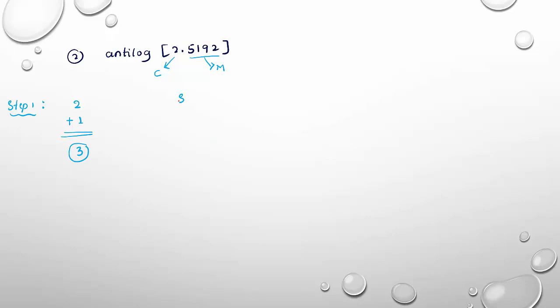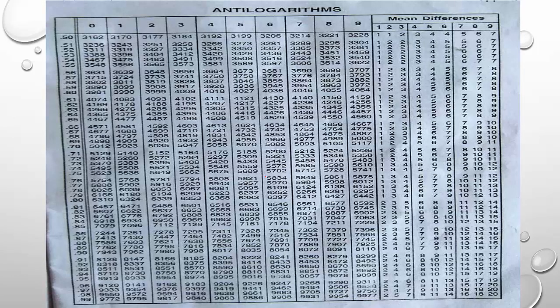Then come to step 2. Step 2 means we write the mantissa, that is 0.5192. Now this number we can observe in the log table. 0.51 is the first part, the second part is 9, the third part is 2. Now here 0.51 we have to observe in the difference column, and 2 we have to observe in the mean difference column. Now you can observe 0.51 at 9. What is the answer? You can see the log table.